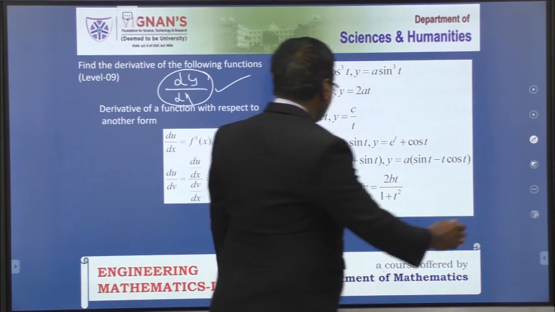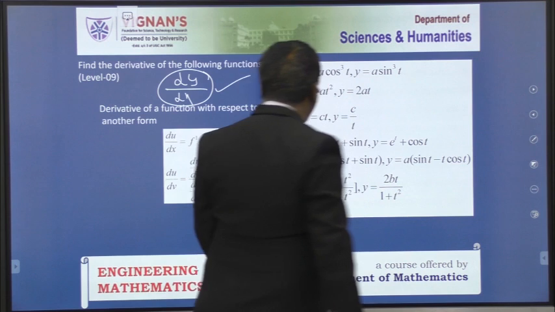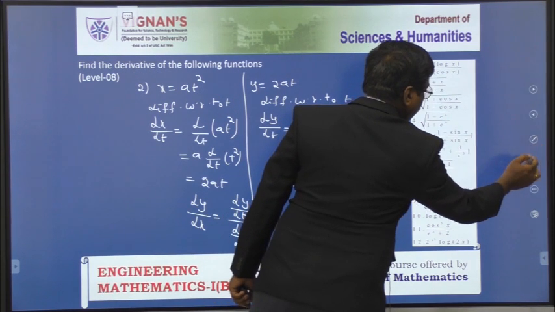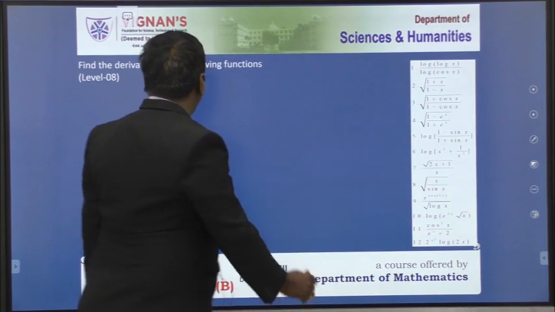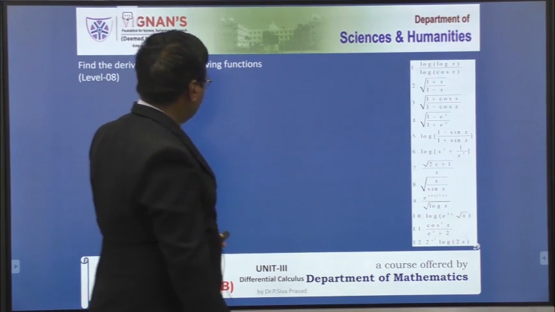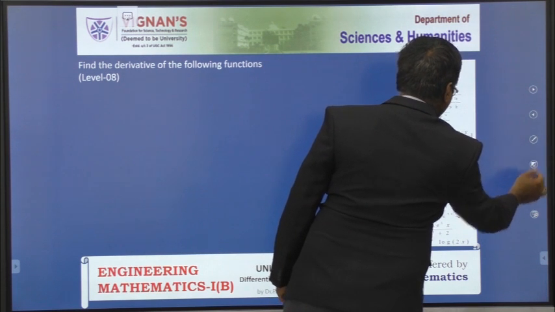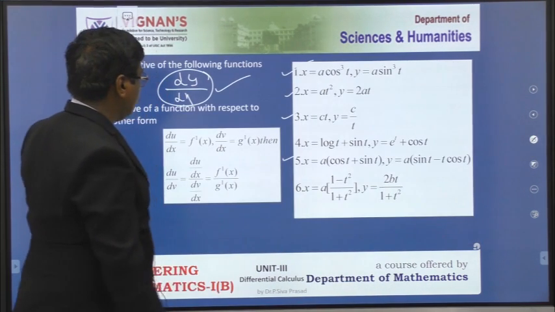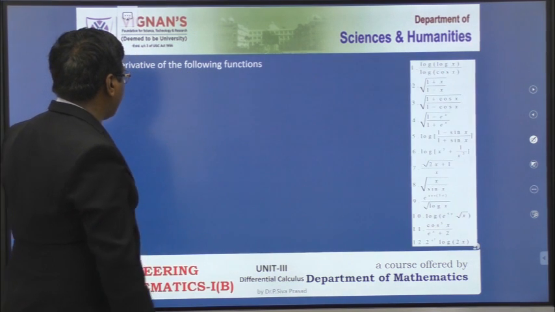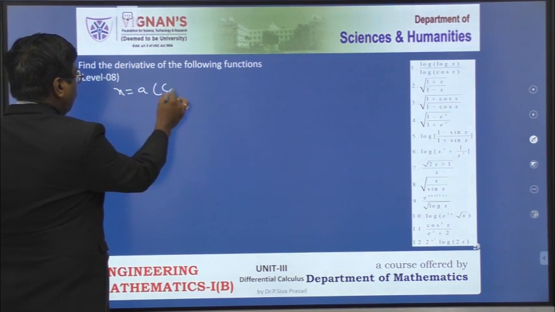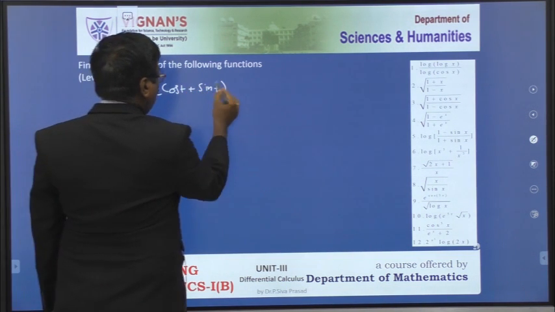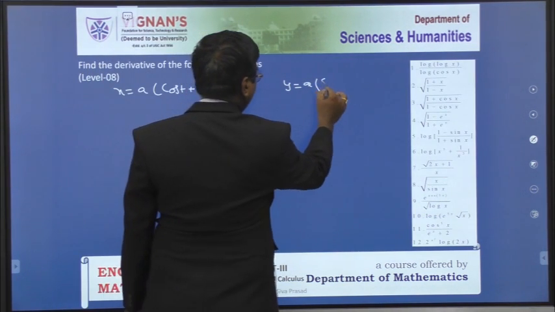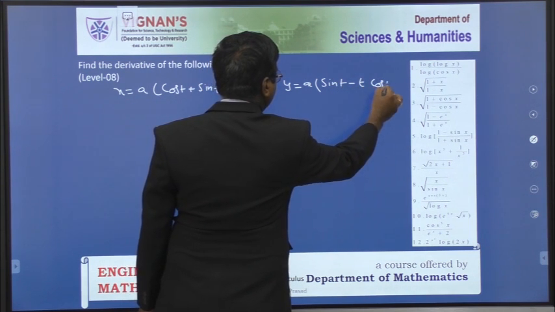Fifth sum: x is equal to a into cos t plus t sin t, and y is equal to a into sin t minus t cos t.